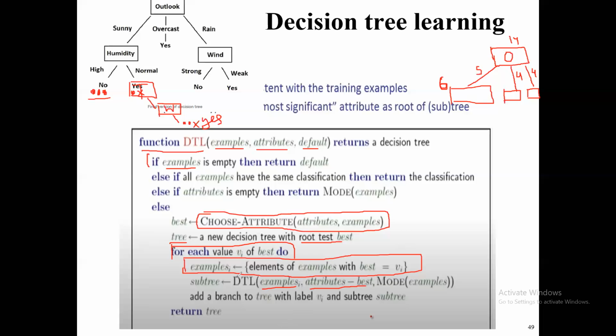Okay, so after a subtree returns, we just add the subtree to that branch. So for example, this is returned. We just add it to this sunny branch with the label sunny, as stated in this line: add a branch to tree with label V and subtree subtree. So this is the summary of the general decision tree algorithm.